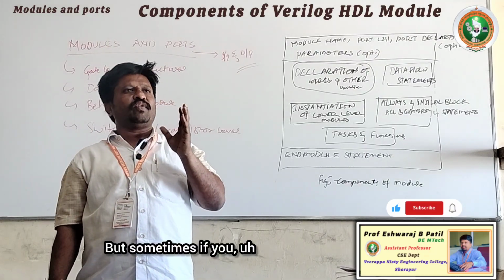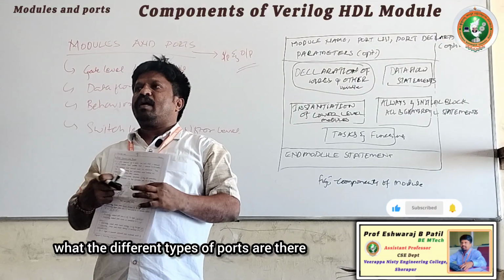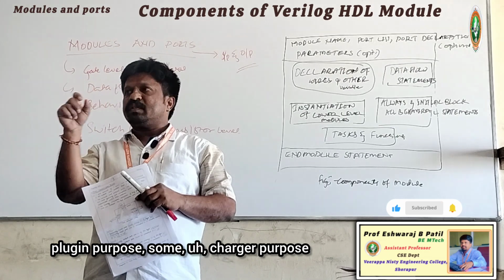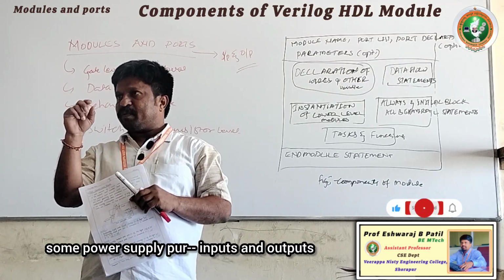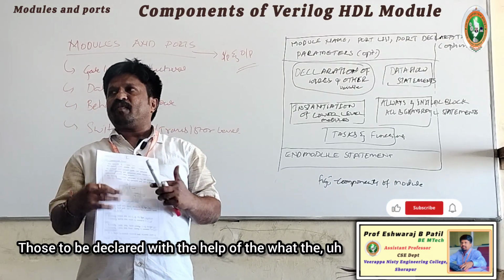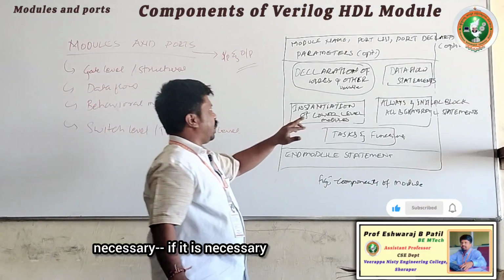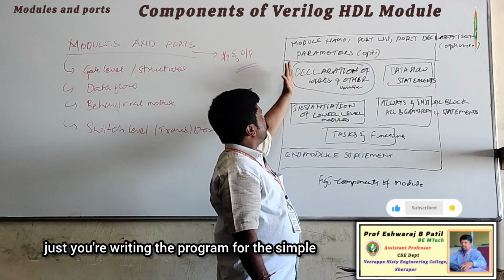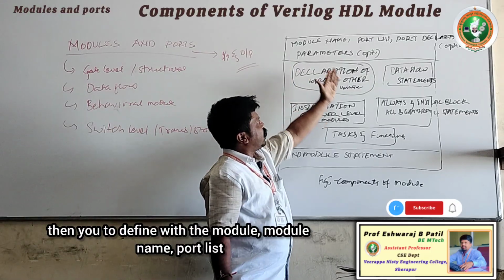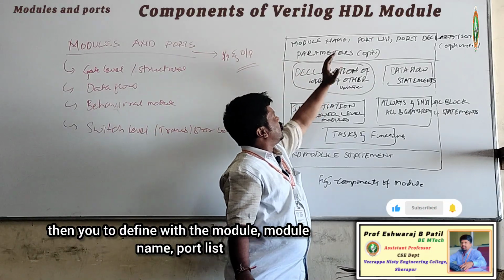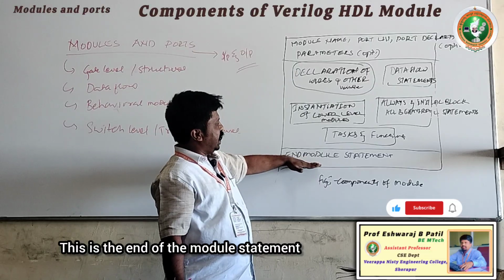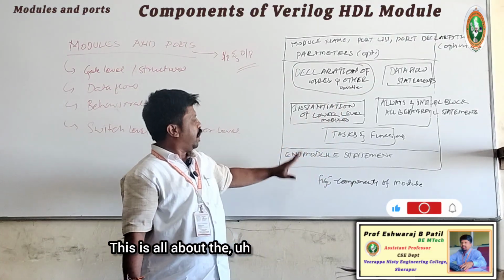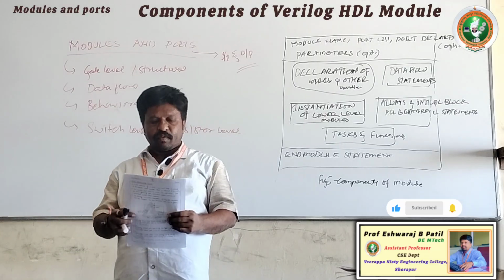But sometimes, if necessary, there are different types of ports, for plug-in purpose, some charger purpose, some power supply inputs and outputs. Those are to be declared if it is necessary. If it's not necessary, and you are writing the program for a simple digital system, then you have to define the model name, port list, and also the body, and the end of the model statement. This is all compulsory to write the program. This is all about the components of my model here.